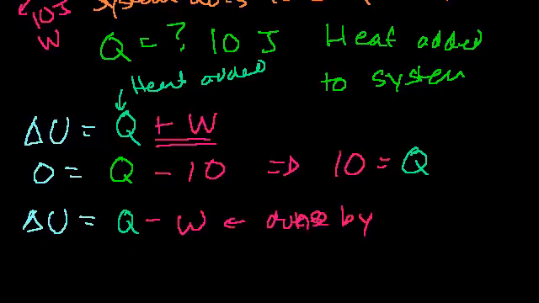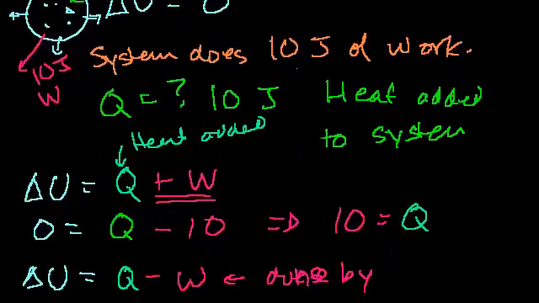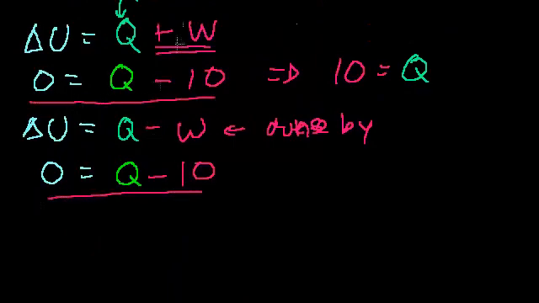And in this case, once again, change in internal energy was 0. That is equal to heat added to the system minus the work done. So minus, I told you at the beginning of the problem that the system did 10 joules of work. So minus the work done, minus 10 joules. We get the same situation up here from two different formulas. And we got 10 is equal to Q. Either way, the heat added to the system is 10 joules.